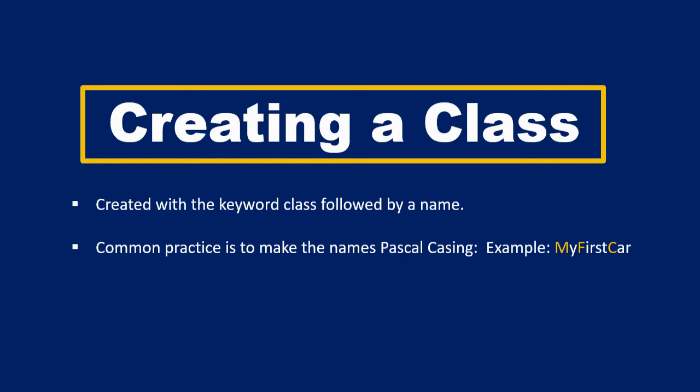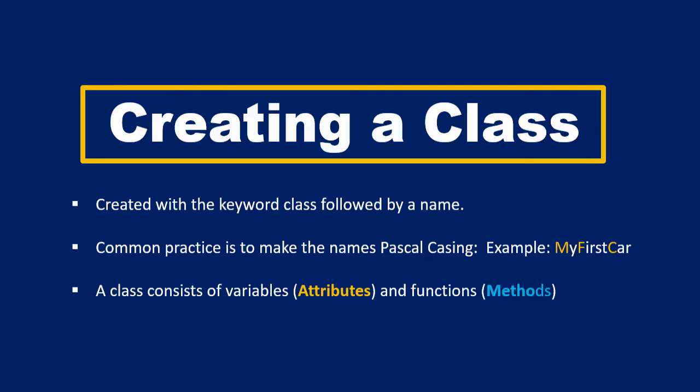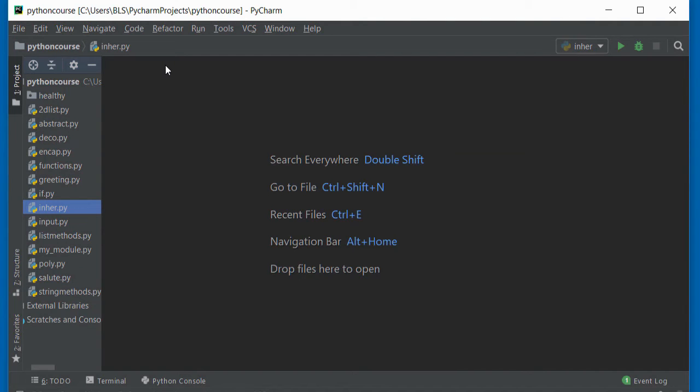A class consists of variables that are referred to as attributes. Also, they contain functions, which are behaviors, and functions inside the class are referred to as methods. Classes can be used to model a lot of things in the real world. I'm going to use my PyCharm IDE to create a class.